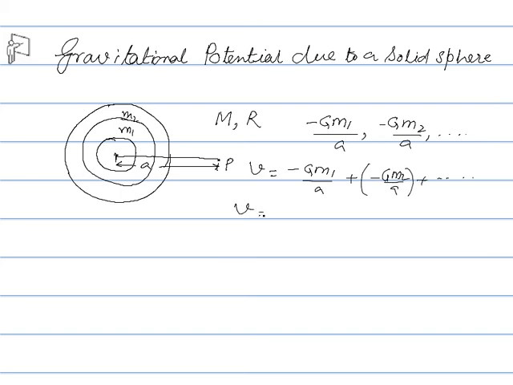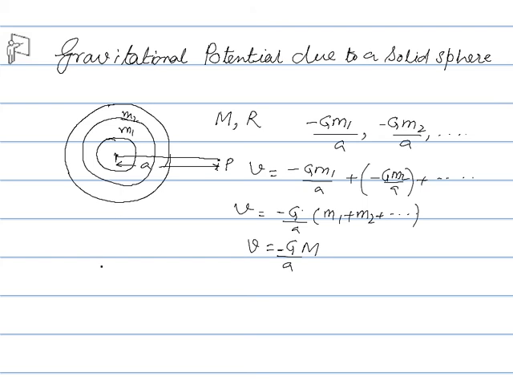So therefore the potential is minus G by A common, M1 plus M2 plus M3, like this. So that is the mass of all the concentric shells. This is nothing but the mass of the solid sphere. So thus the potential at any external point due to a solid sphere is equal to minus G times the mass of the solid sphere by A.